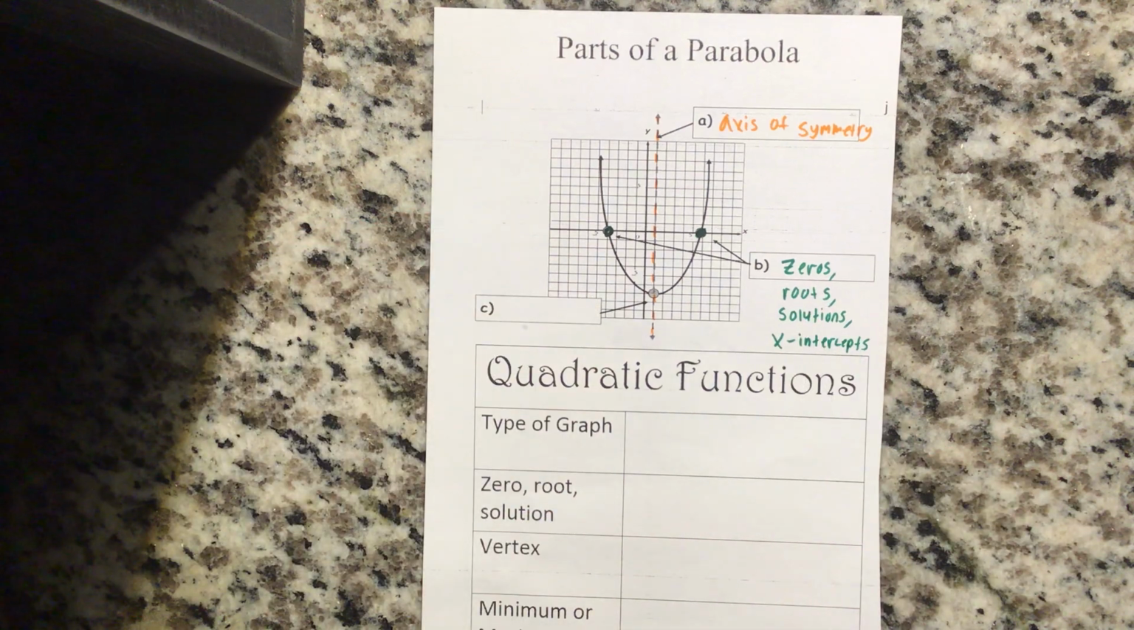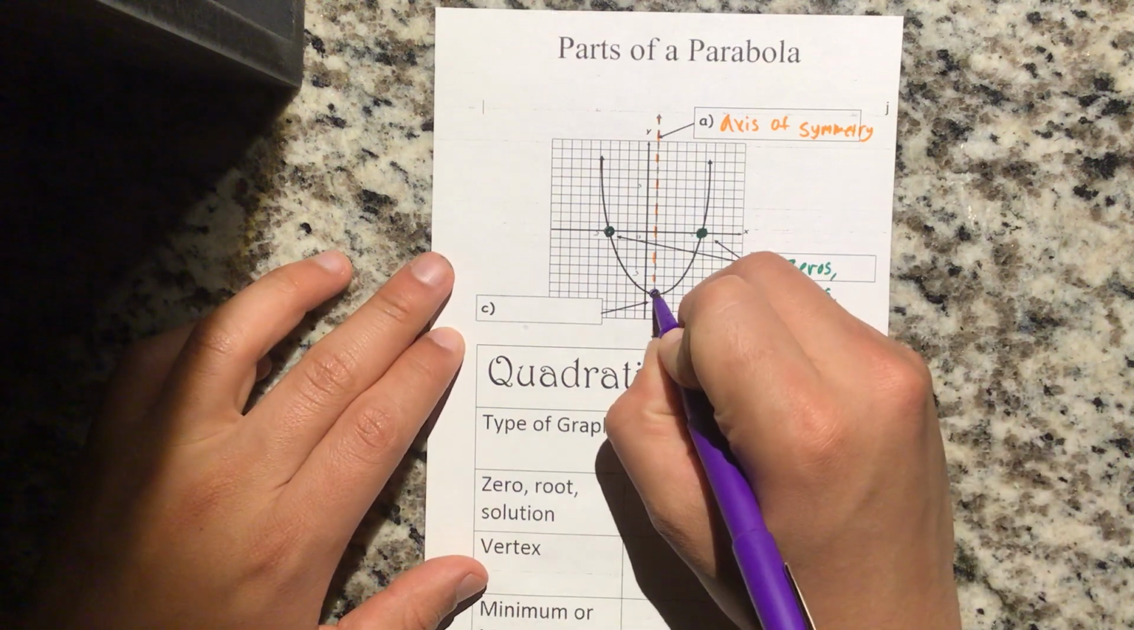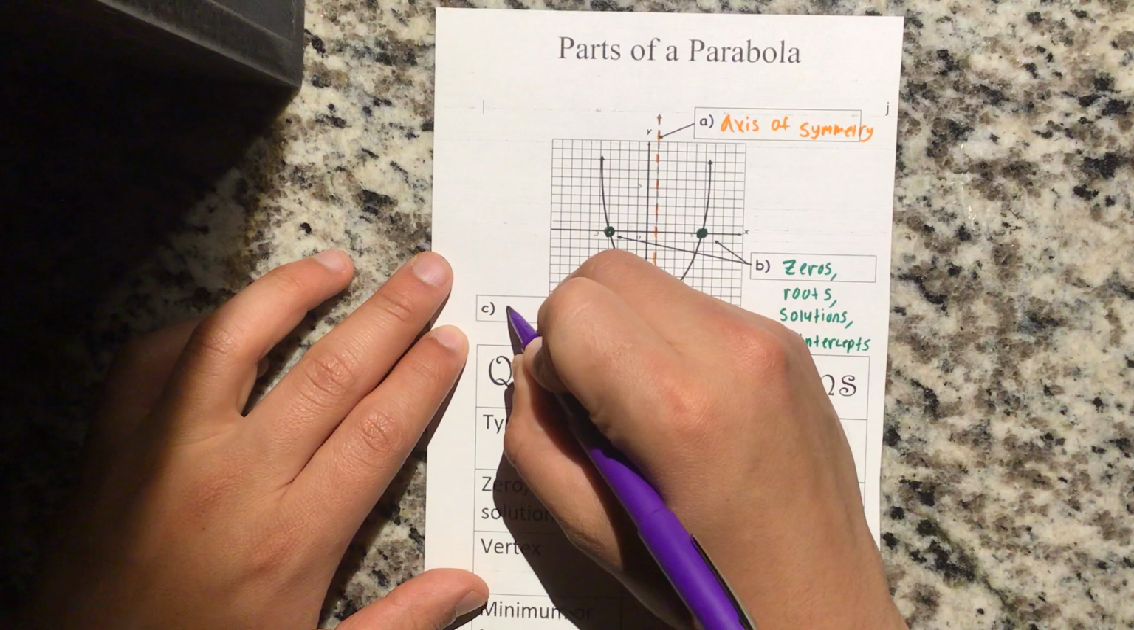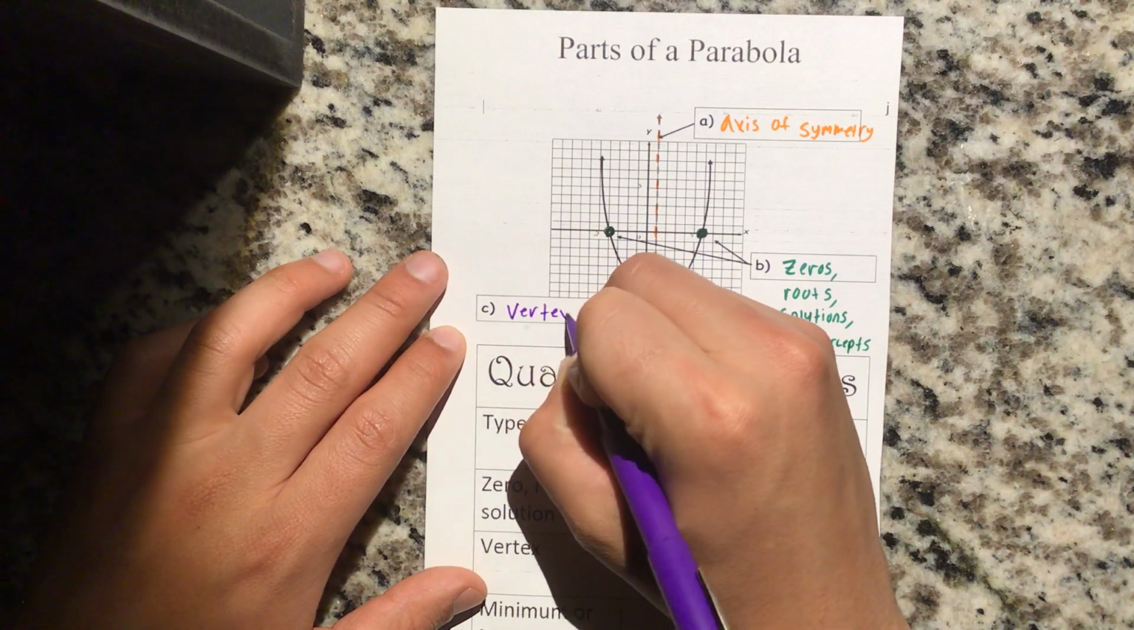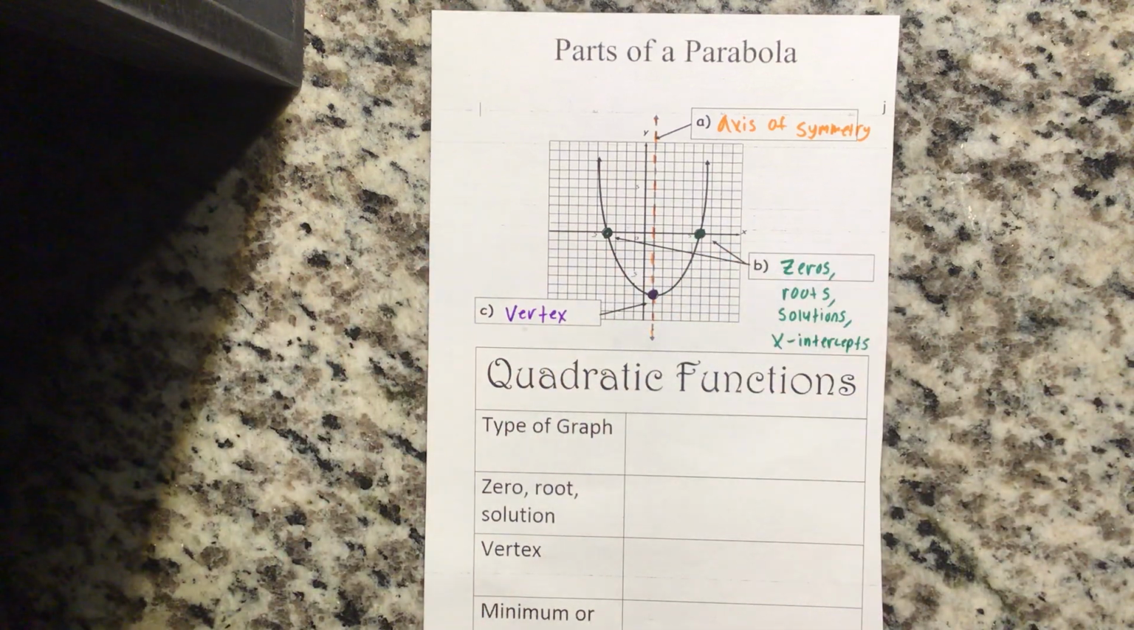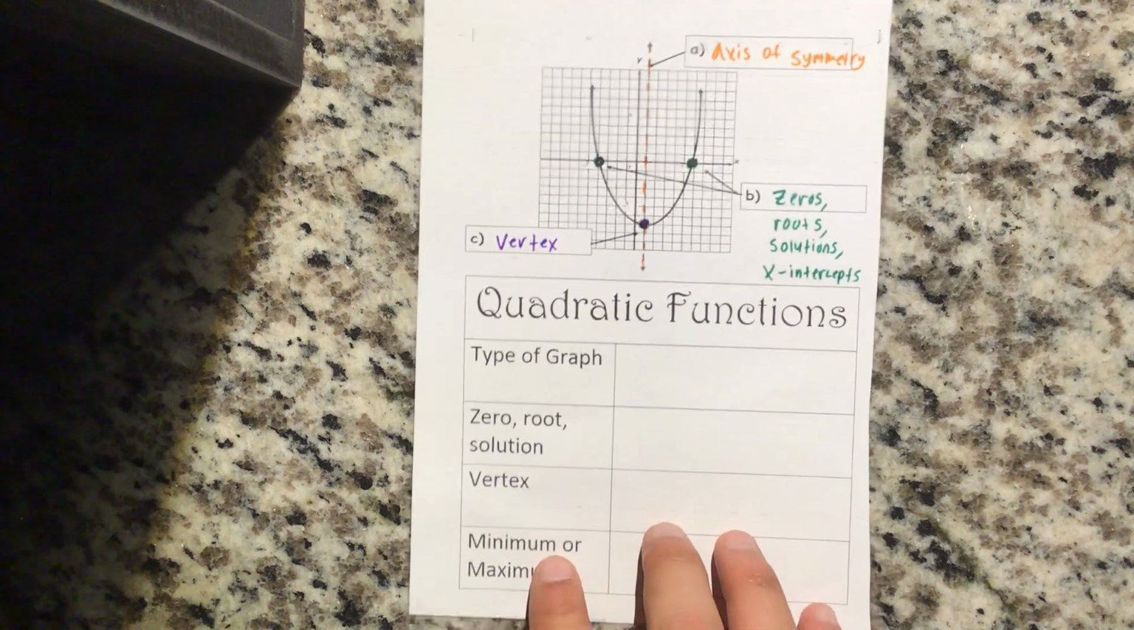And then lastly, part C, right? The very bottom of this graph is pointing to this little dot right here. This is the vertex, okay? So the vertex is the peak of our graph, right? It's the highest point or the lowest of low points, okay? And again, we will get into definitions right now.